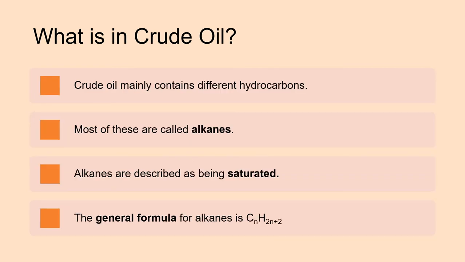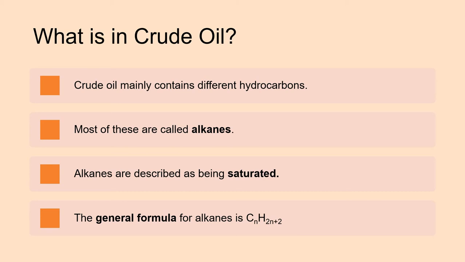So, as discussed, crude oil mainly contains different hydrocarbons, and most of these are called alkanes. The first part of the alkane name tells you how many carbon atoms there are in each molecule. Alkanes are described as being saturated hydrocarbons, which means that they only contain single carbon-carbon covalent bonds. There are no carbon-carbon double bonds present. And this means that they contain as many hydrogen atoms as possible, and no more can be added.